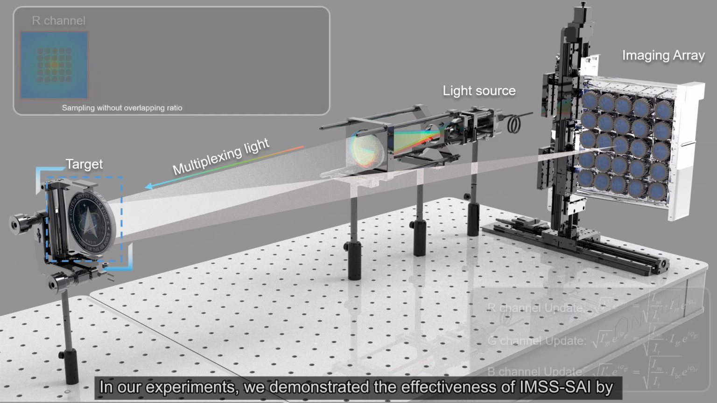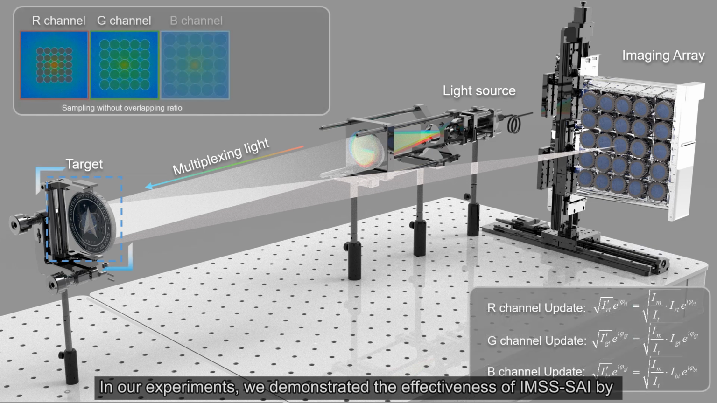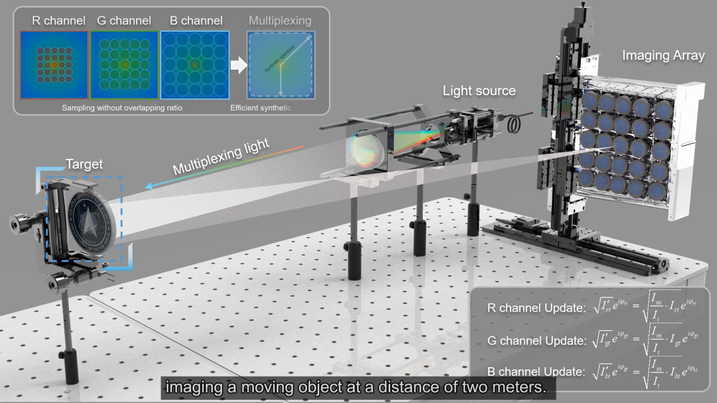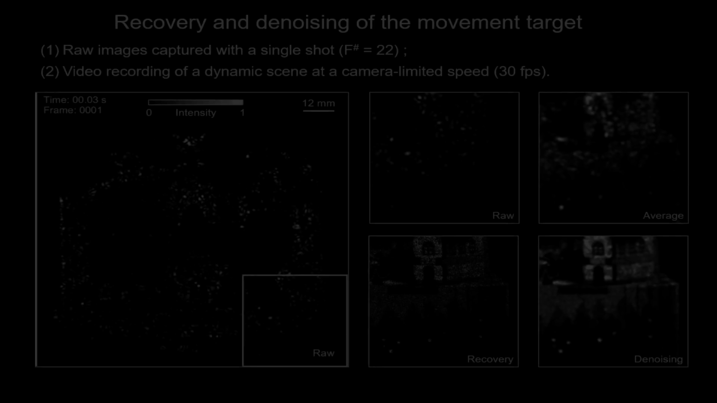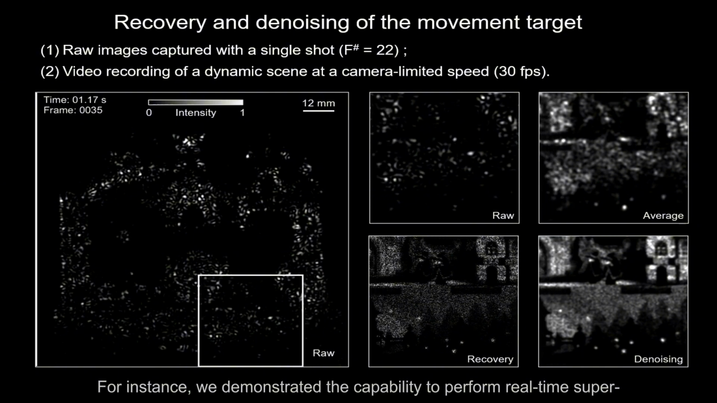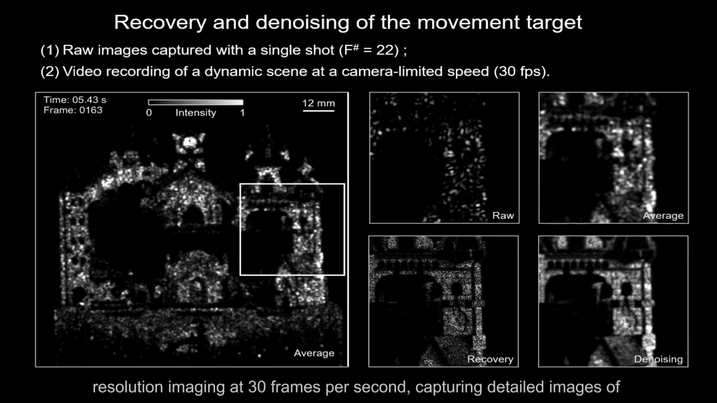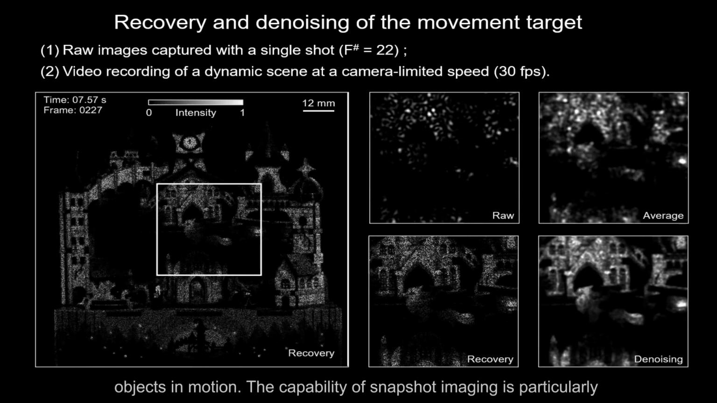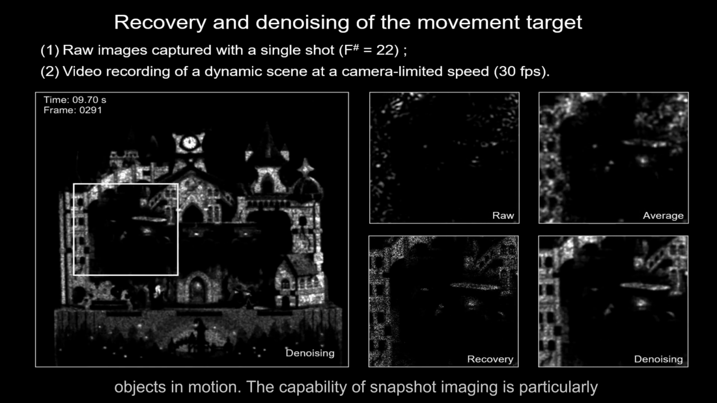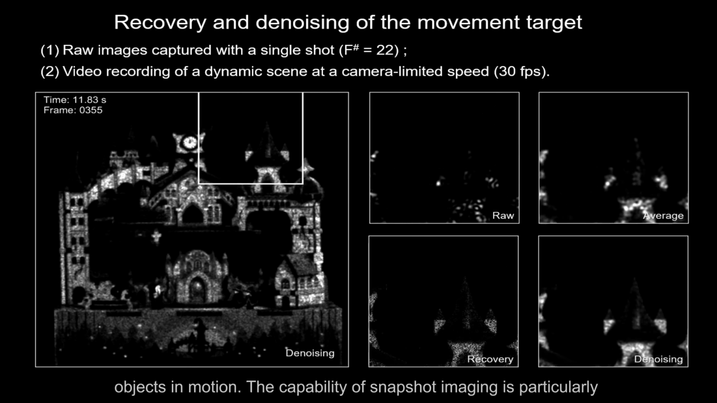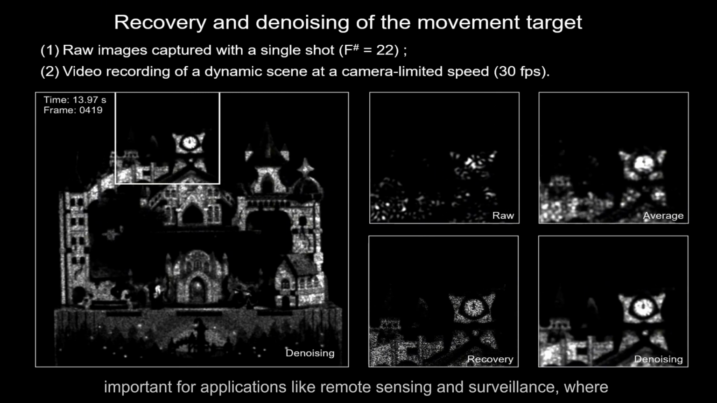In our experiments, we demonstrated the effectiveness of IMSS-SI by imaging a moving object at a distance of 2 meters. For instance, we demonstrated the capability to perform real-time super-resolution imaging at 30 frames per second, capturing detailed images of objects in motion. The capability of snapshot imaging is particularly important for applications like remote sensing and surveillance, where both speed and detail are crucial.